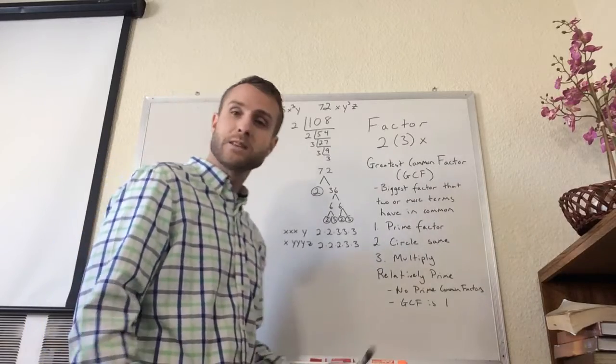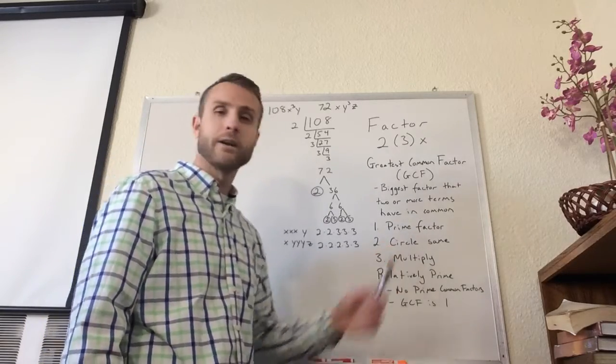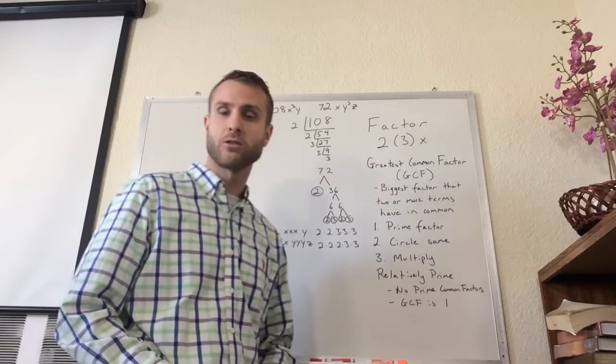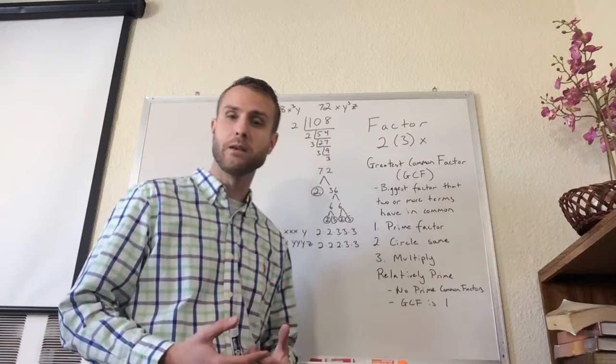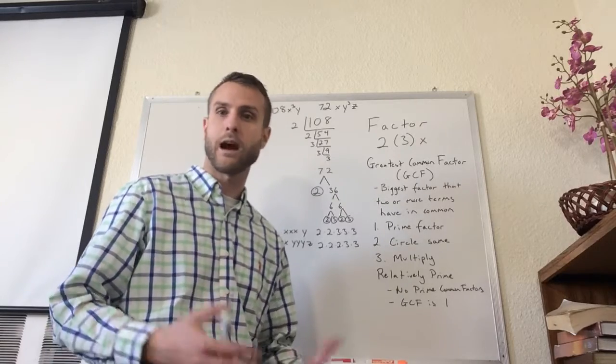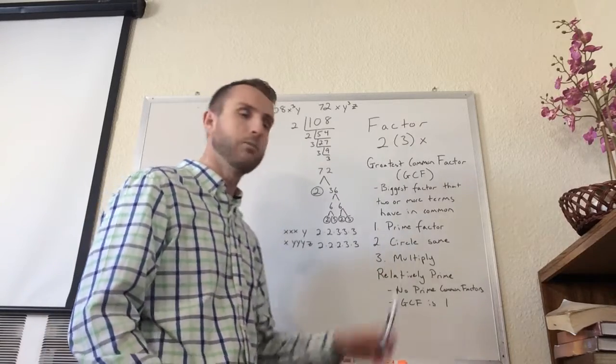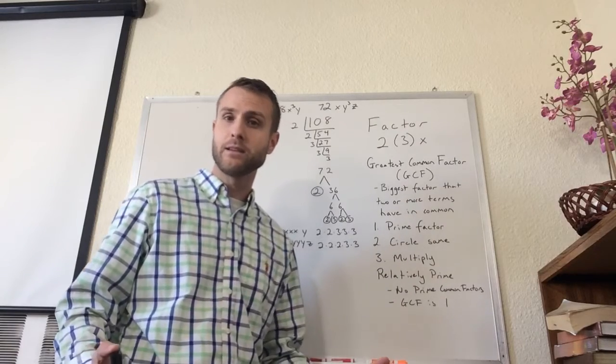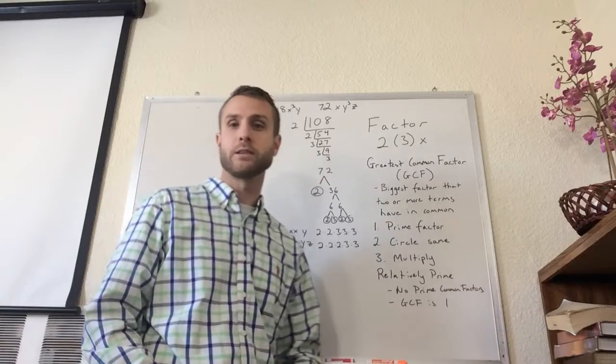So there are 3 steps in finding the greatest common factor. First, I do prime factorization. Second, once I have my prime factorization, I circle all of the factors that are the same in both, or all 3, or however many terms I have. Then I multiply those together. If they do not have any factors in common, then we say that is relatively prime.